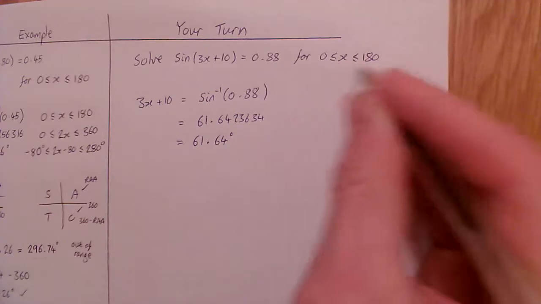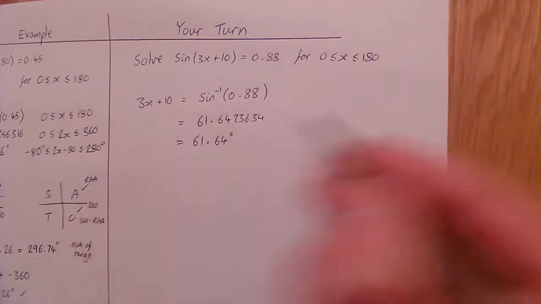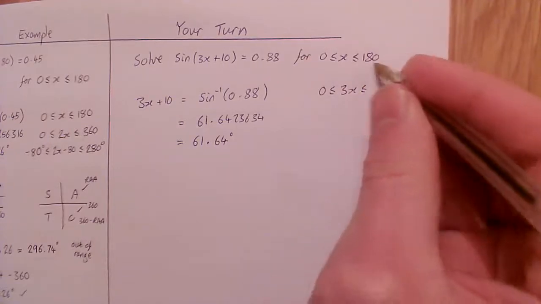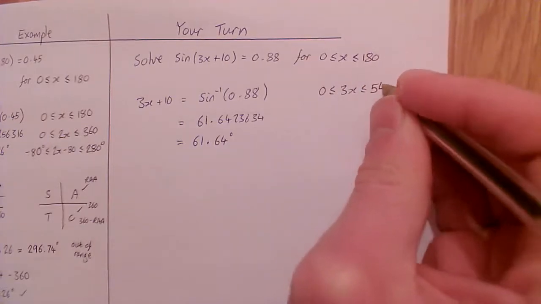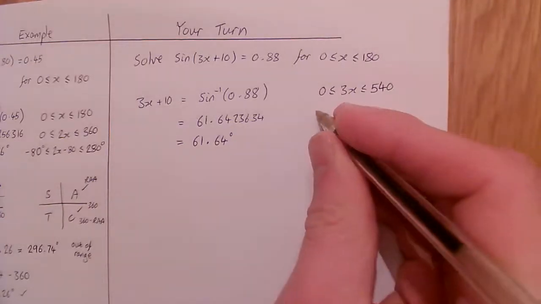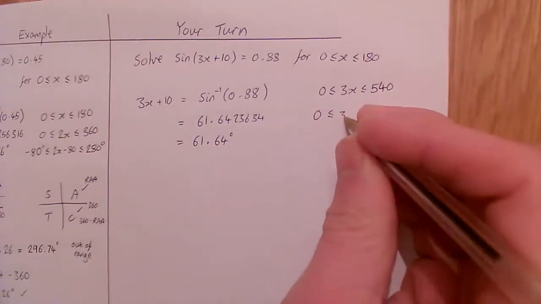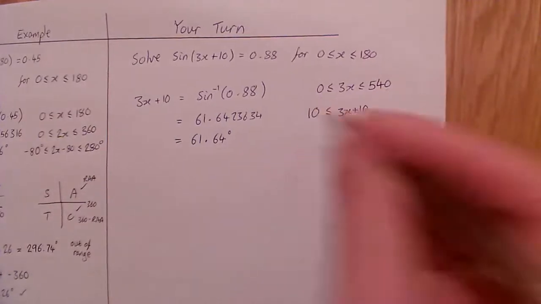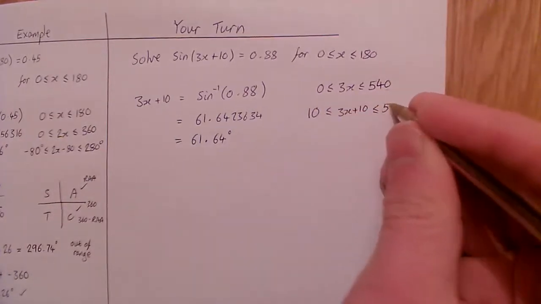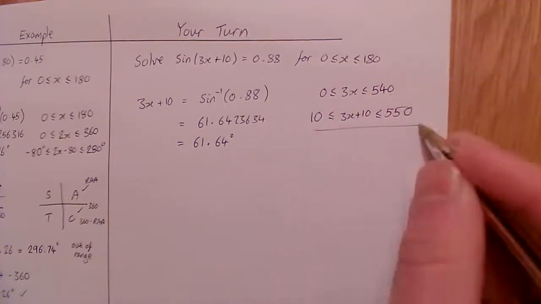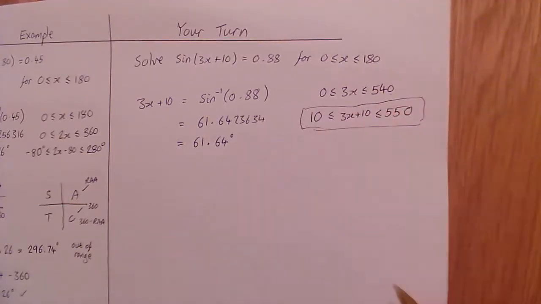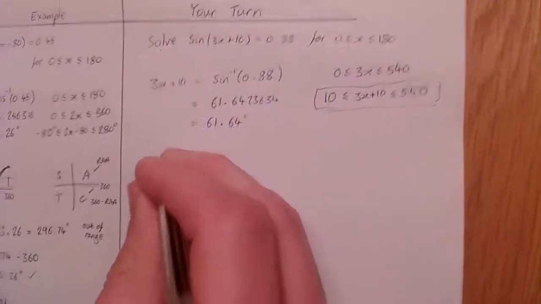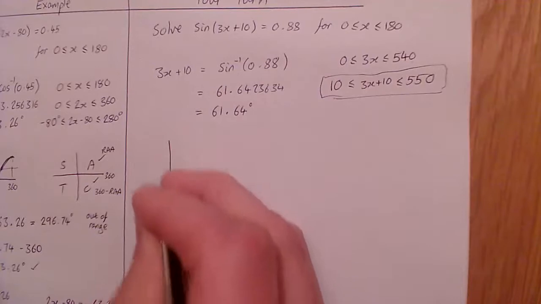But what ranges do our angles fit in, our 3x plus 10s? Well, 0 is less than or equal to 3x is less than or equal to, and 360 times 1.5 is 540. And we're wanting plus 10, so 3x plus 10. Well, if I add 10 to both sides here, that becomes a 10, and that becomes a 550. So this is the range that our angles are going to fall in that we're interested in. So 61.64, definitely in there. But let's see if we can find any others.